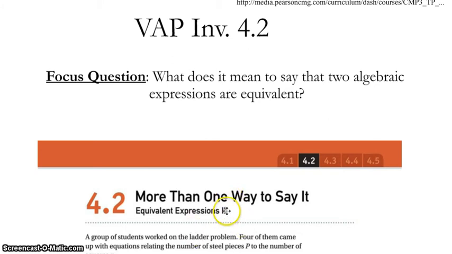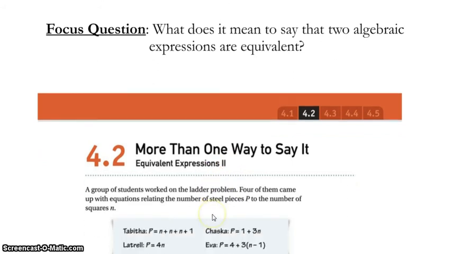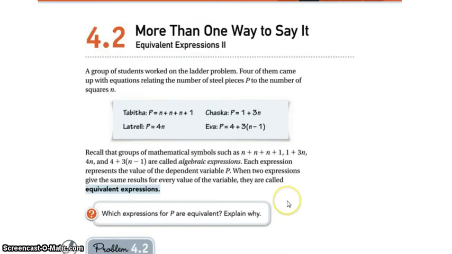So during class today, or tomorrow I guess, or whenever you're watching this video, in this lesson we are going to be analyzing four students and their equations regarding the steel pieces P and the number of squares for the ladder problem. In order to do this, we need to look at how to combine like terms within an expression or an equation. Going back to when we started working with one-step and two-step equations, I gave you the different parts of an expression and equation and what terms are.